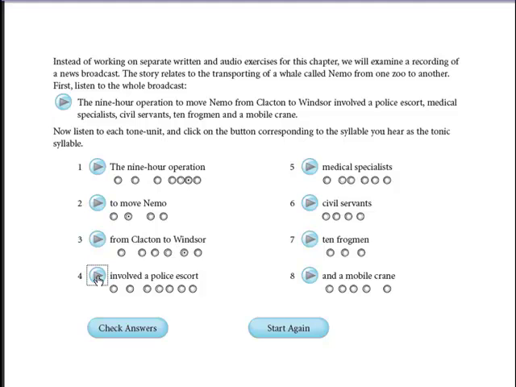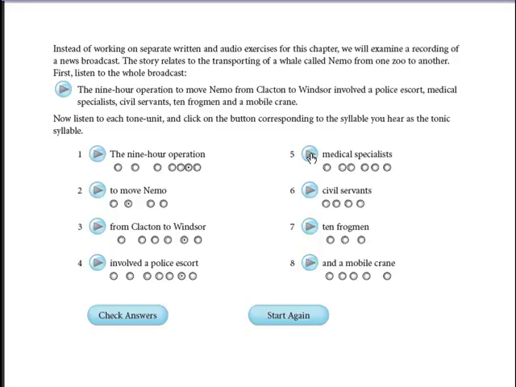Involved a police escort. Did you hear it? You did. S. Let's try the next one. Medical specialists. Of the 6 syllables, where does the tone begin to change? You're right. Specialist. Spec.